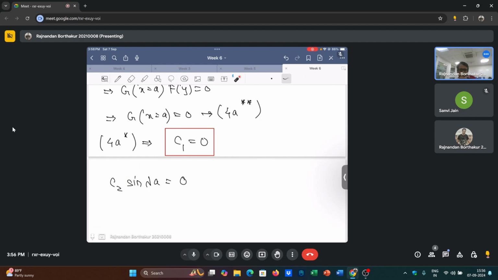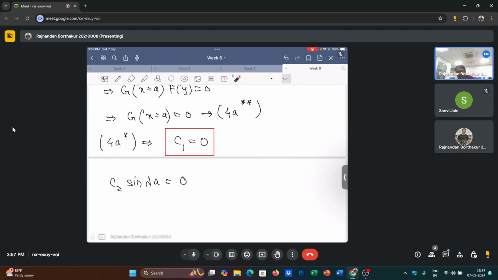Can you think about this? Why is this possible? Yes, can you give it a try? Why can C2 not be equal to 0? See, it's very simple. This says that the product of C2 times sine lambda a is equal to 0.